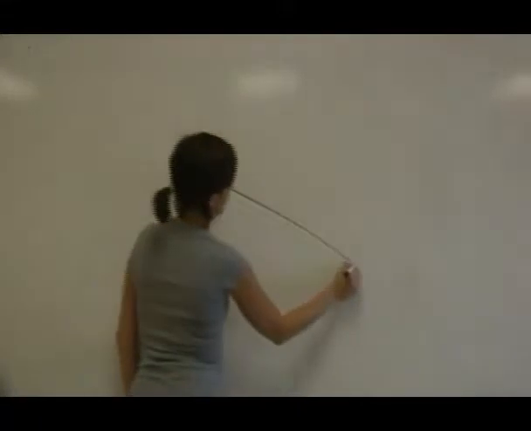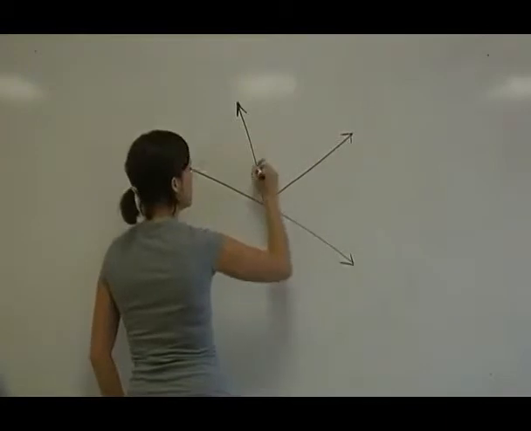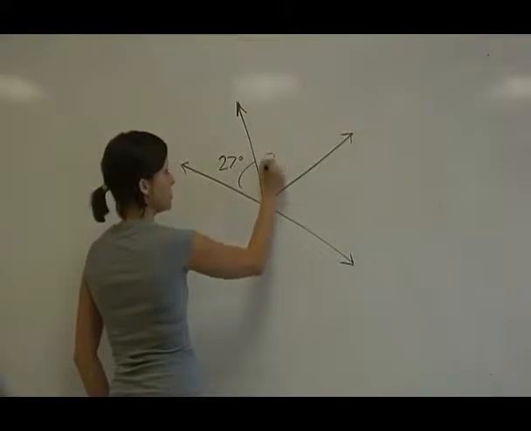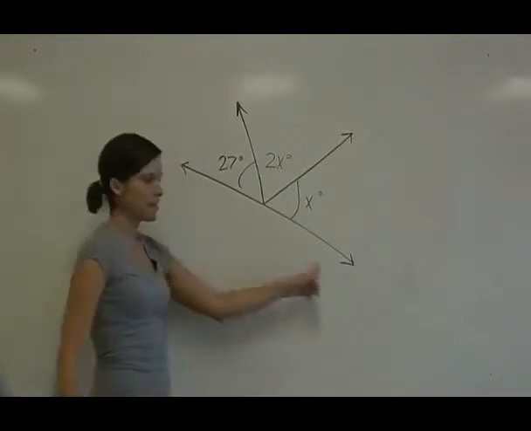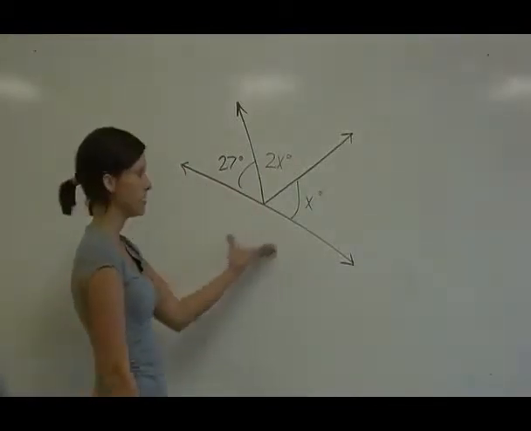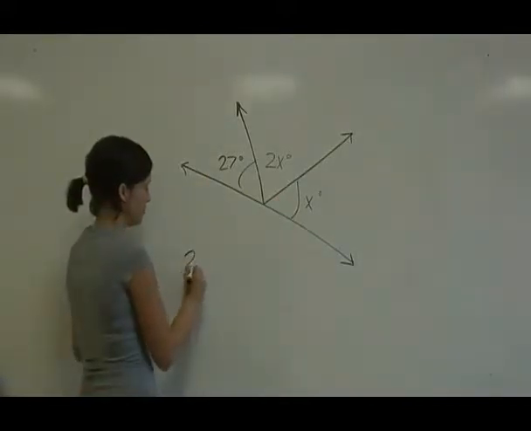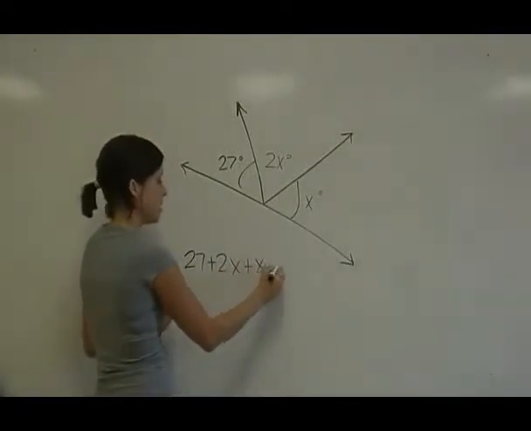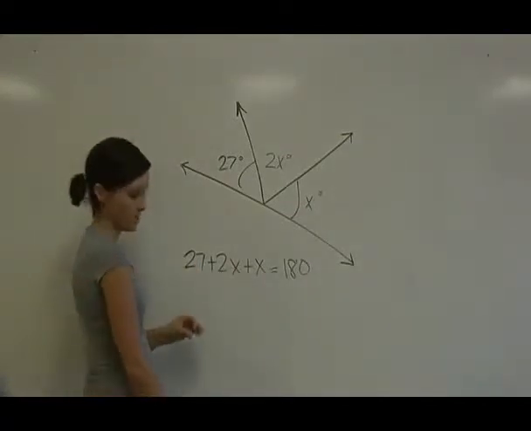Okay, so number 3, let's draw it out. We have a straight line with 2 rays coming off of it. This section equals 27 degrees. This one's labeled as 2x degrees, and this one's labeled as x degrees. So knowing that our straight line equals 180, we can set up an algebraic equation with all these angles equal to 180. So let's do that. We've got 27 plus 2x plus x all equal to 180. And let's solve for x, and that'll give us our answer.